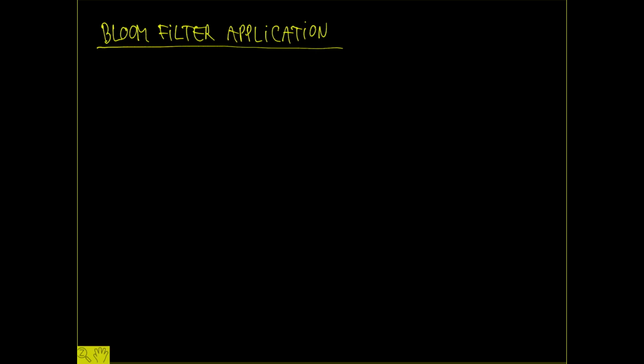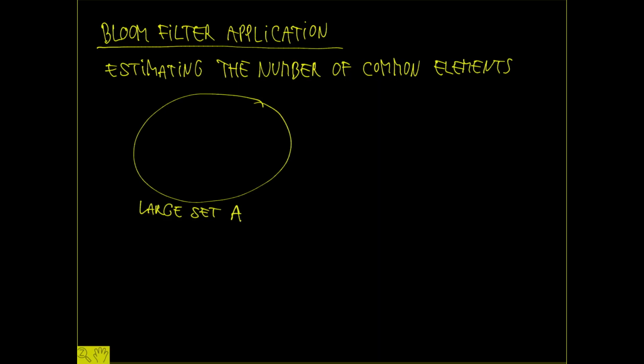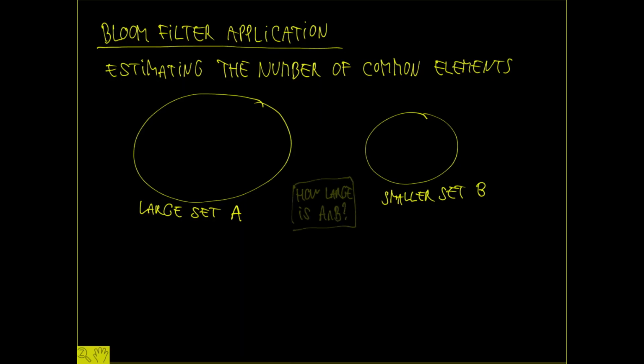One application of Bloom filters is estimating the intersection size of large sets. Or if you like, the number of common elements. Let's consider a very large set A and a smaller but still very large set B. Here they're drawn without an intersection, but they do have some intersection. The question we can ask is, how large is the intersection of A and B?